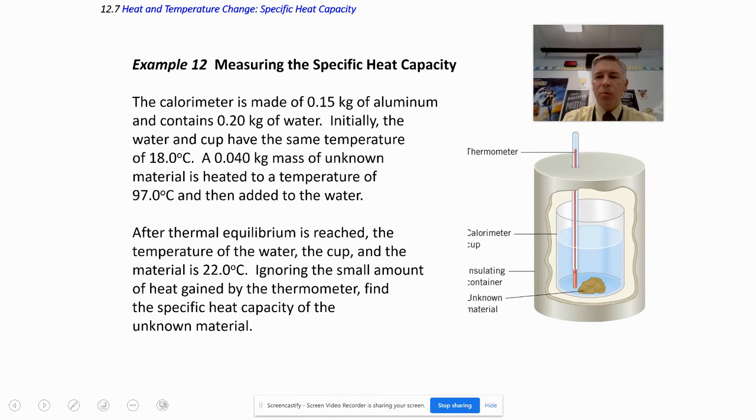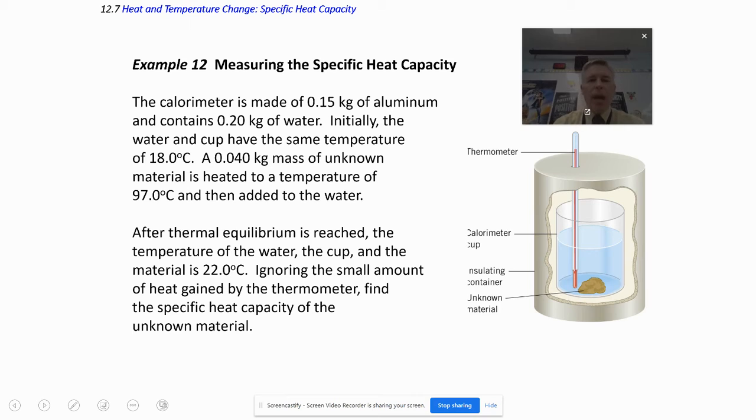Let's say that you have a calorimeter. It's made of 0.15 kilograms of aluminum, so 150 grams of aluminum. It's got 200 grams of water, so 0.2 kilograms. Initially, the water and the cup both have the same temperature, 18 degrees Celsius. And we put this unknown mass in there. This 40-gram mass is put inside. It's been heated up to 97 degrees Celsius, so it's very warm, and we drop it into the water.